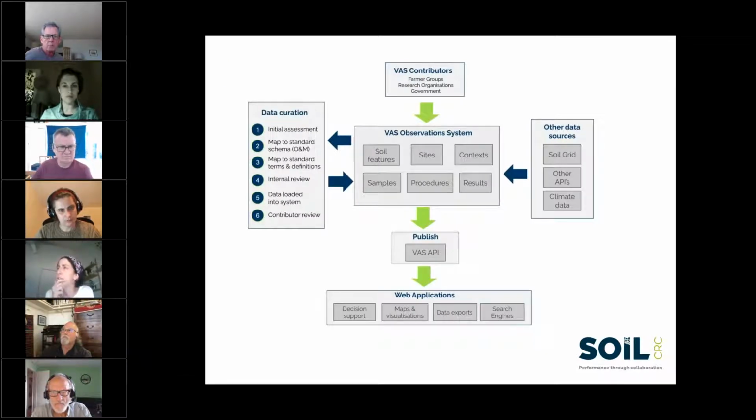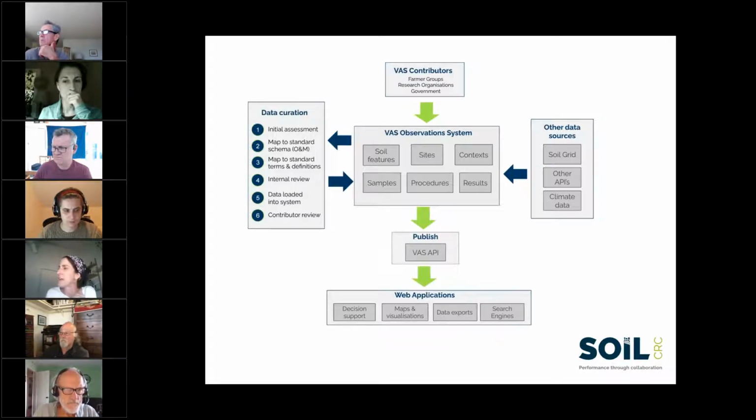So this is just a high-level overview of how that works. The contributors hand over their data in whatever form it is for us to play with at the moment, so we don't have a user interface. It undergoes an initial assessment, and sometimes it goes back to the provider if we need more information. We map it to the observation measurement schema, describe it with standard terms, and then go through a bit of an internal review process, load it into the system, and then back to the providers to review.